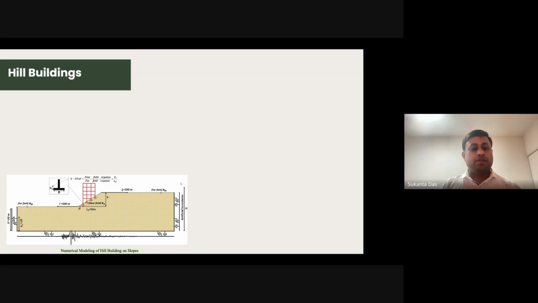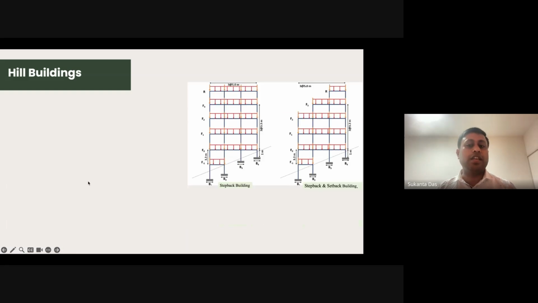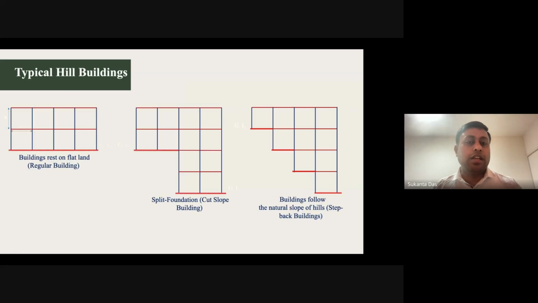Okay. So in my numerical model, I have considered one typical slope with buildings, and these are the boundary conditions, like absorbing boundary conditions, viscous dashpot and spring, and then we applied earthquakes, and the building is situated on the slope. This is not to scale, so that's why the structure is shown in a bigger form. Okay, and I have defined the structure. In this case, I have considered these two types of buildings, one is a step back building and a setback building. These are the configurations of the structures.